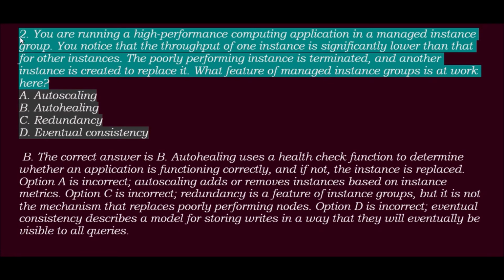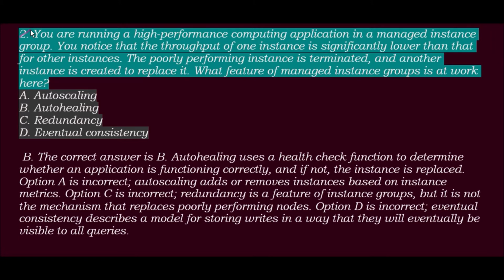Next question. You are running a high performance computing application in a managed instance group. You notice that the throughput of one instance is significantly lower than that of other instances. The poorly performing instance is terminated and another instance is created to replace it. What feature of managed instance groups is at work here? Option A, autoscaling. Option B, autohealing. Option C, redundancy. And option D, eventual consistency.